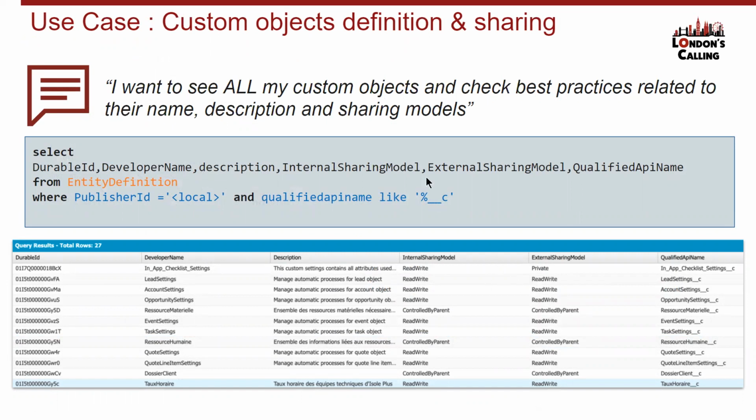Okay, so another example you can have: if you want to check the sharing model of your custom object, you can use again the Tooling API, and this time you will work on the entity definition object. What you will ask Salesforce is just to display the internal sharing model and the external sharing model for your object. Salesforce will tell you how your object is behaving regarding the internal and external sharing model. So you can easily grab the information without going inside each object to see if it's read-write, private, read-only, things like this.